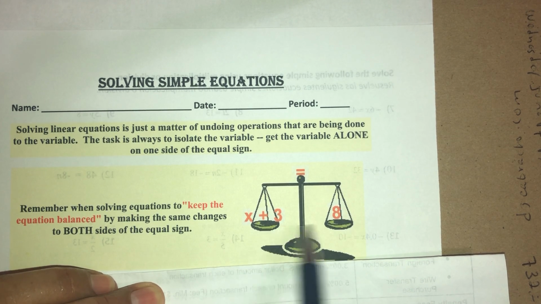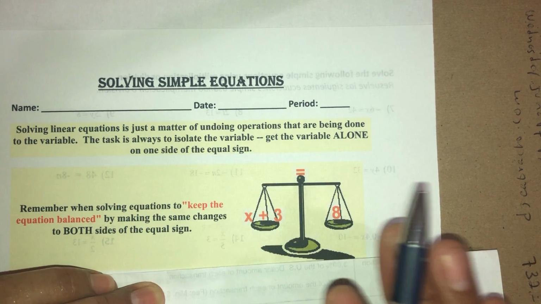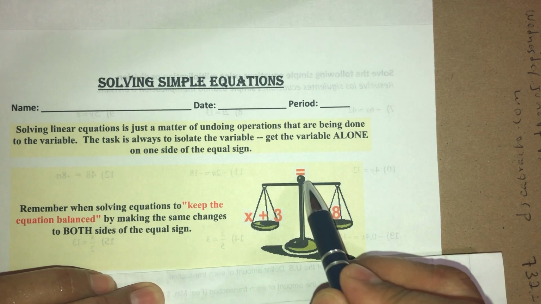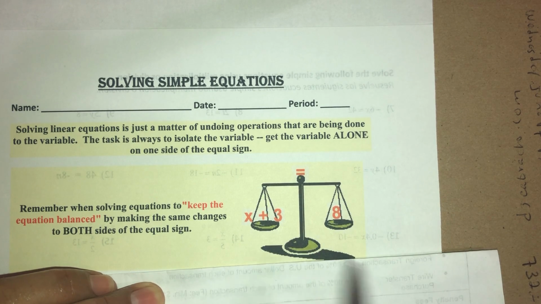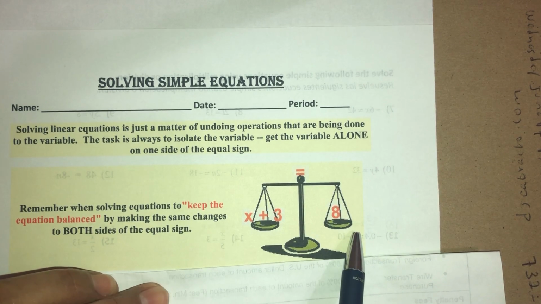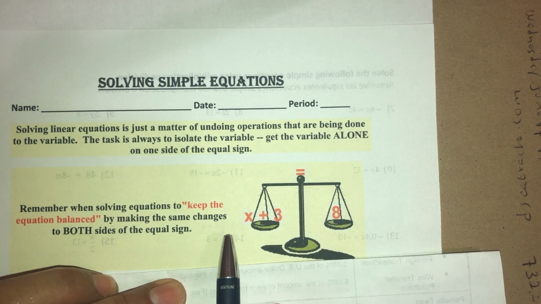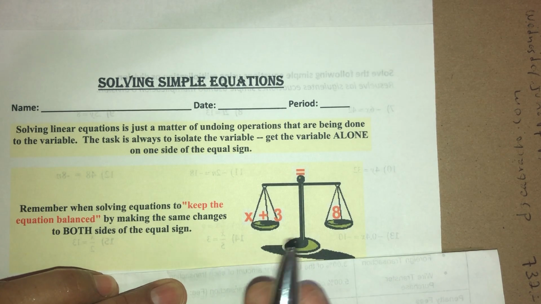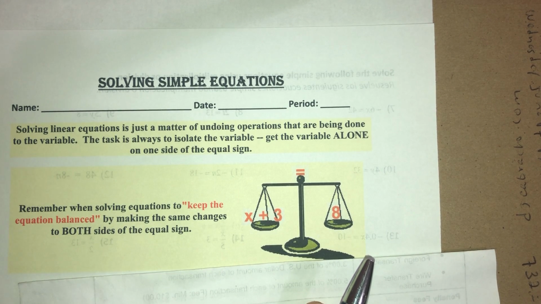Therefore, what happens on this side has to happen on this side, so that we keep the scale even. Okay, guys? The equal sign divides the equation in two sides, the left side and the right side. And the idea is to leave the variable alone on one side of the equation, okay? If the variable is not alone, that means that the equation is not solved, okay? So remember, when we're solving, we're finding the value of a variable. And a variable is a letter. Like I said before, it can be any letter of the alphabet, okay?